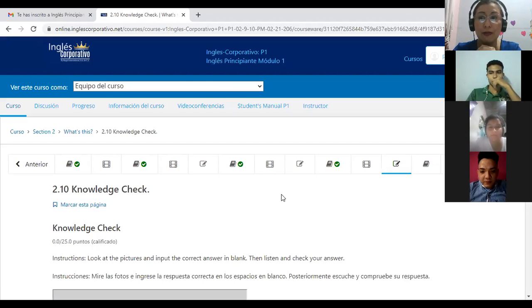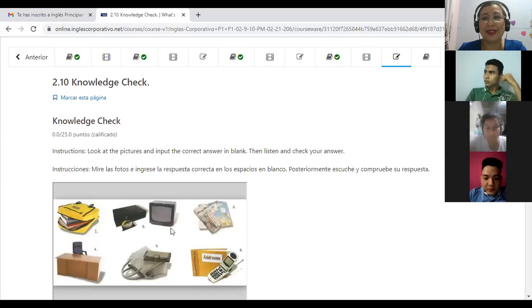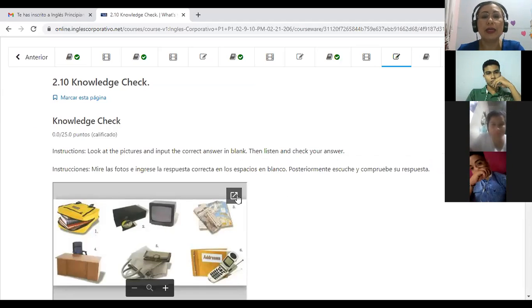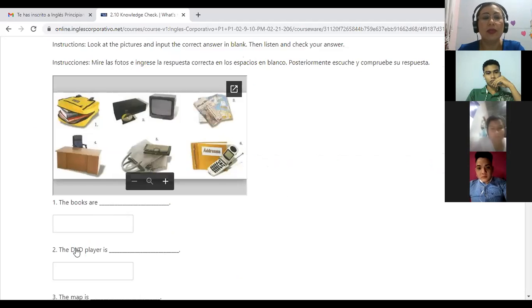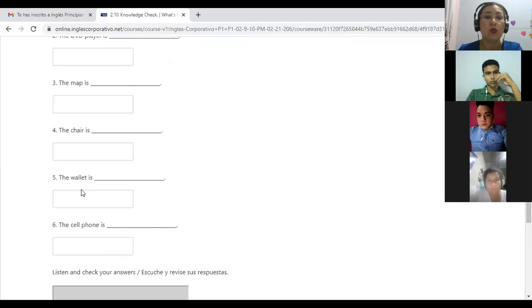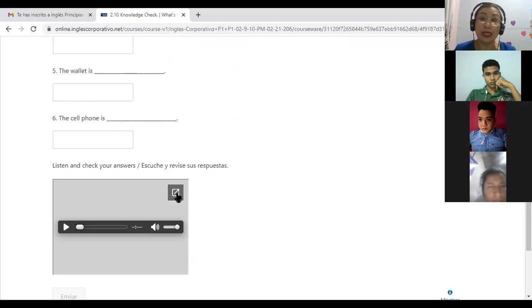We are just exploring the platform. Solo estamos haciendo como la conexión de la plataforma before we go to the practice, para antes de ir a la práctica, ¿verdad? Thank you. You're welcome. Okay, in the 2.10, after watching the prepositions video, you will be able to open or expand this window. And then you have the chance to say the books are, the DVD player is, the map is, the chair is, the wallet is, the cell phone is, and you can listen to this audio, you can open this window and you can download the audio to listen and check your answer.